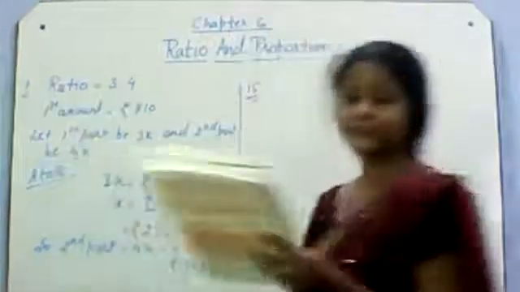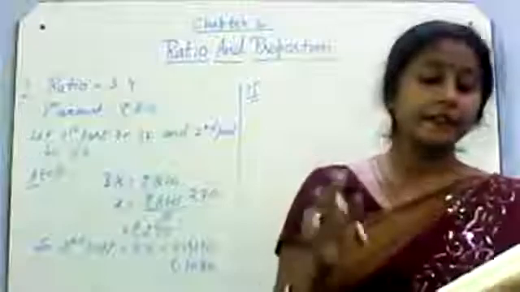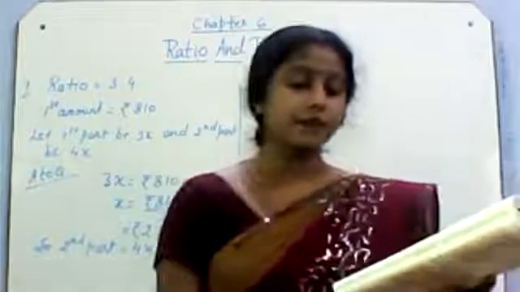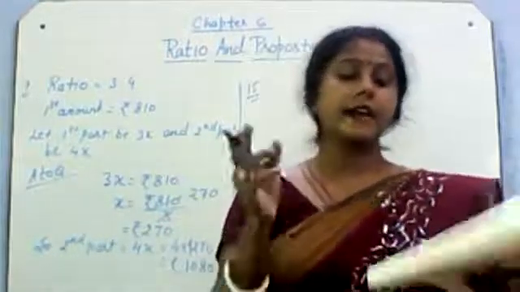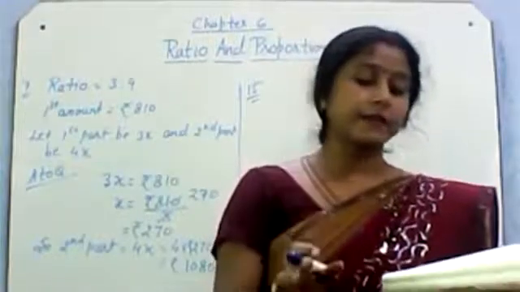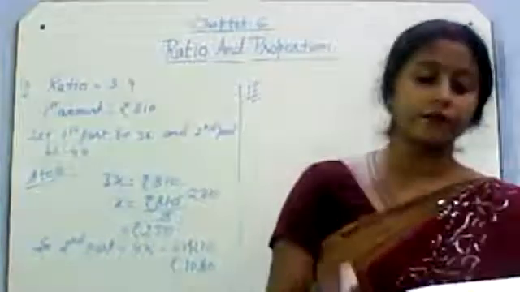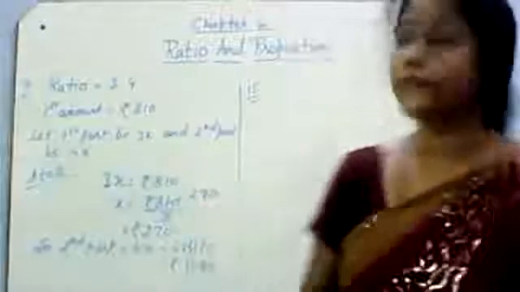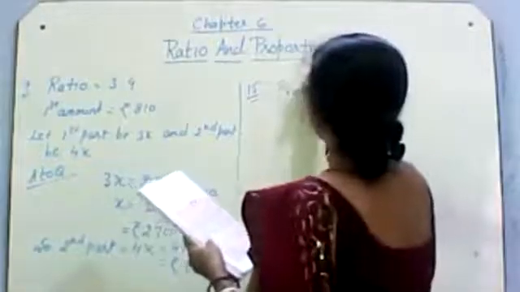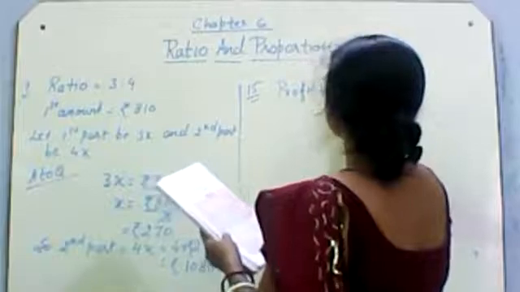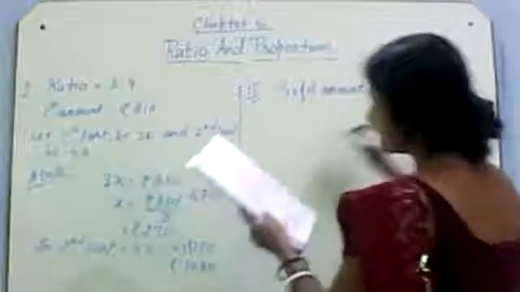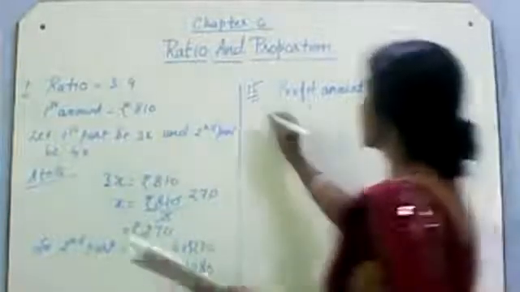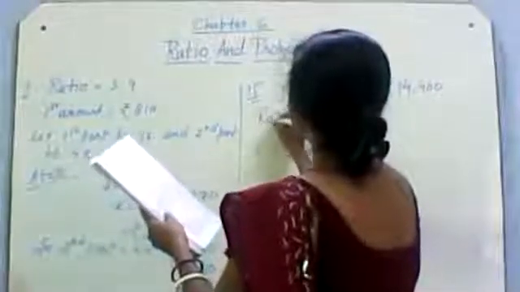I was searching this question. 3 persons start a business and spend rupees 25,000, rupees 15,000 and rupees 40,000 respectively. Find the share of each out of a profit of rupees 14,400 in a year. Profit is there. First of all, write profit amount is equal to rupees 14,400. Okay.